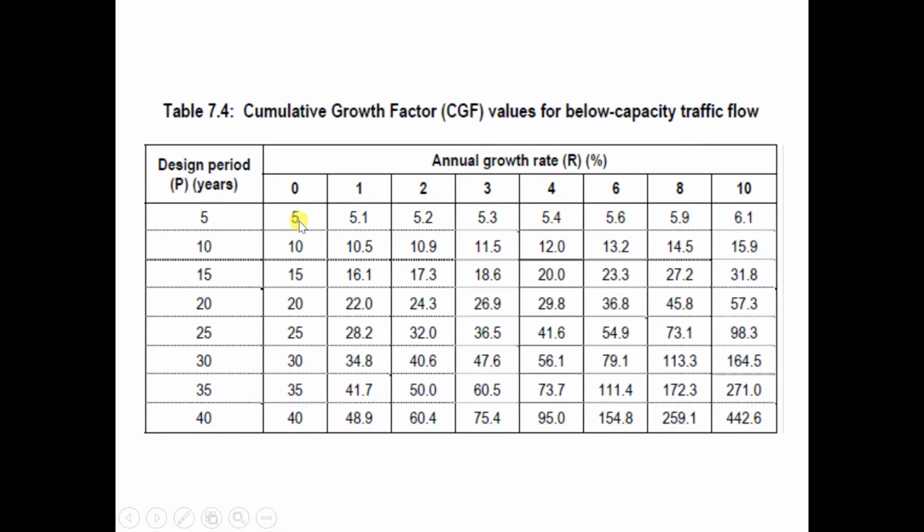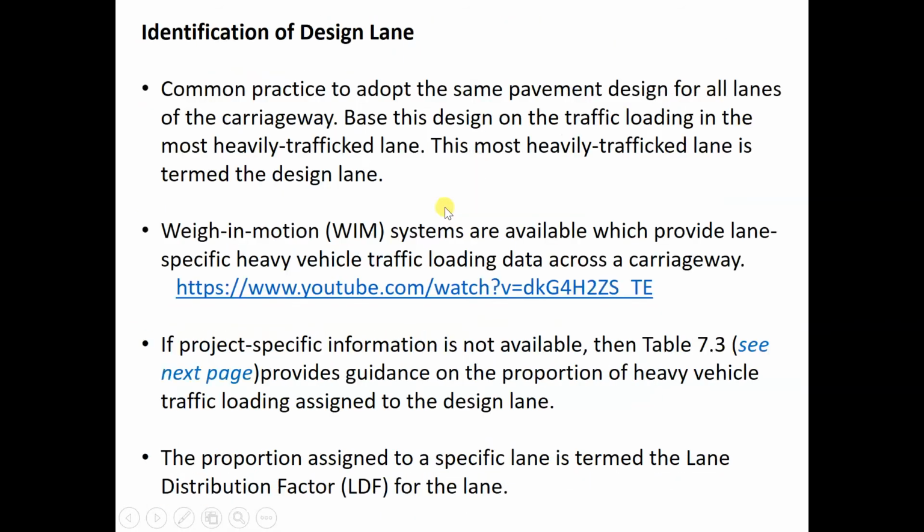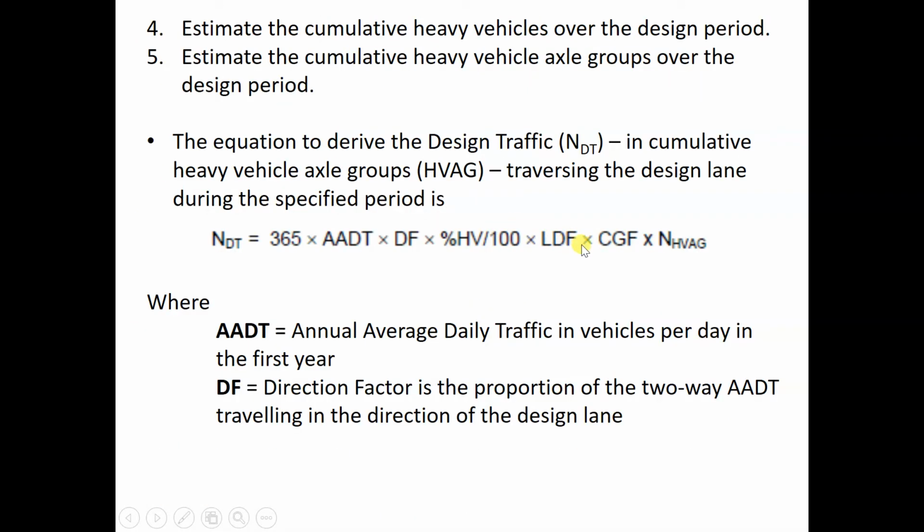It's 5%. You say you got 20 years, it's quite substantial. The growth rate is 20%, 22, it's quite a lot. Okay, and then this CGF you put back into the formula, so that will contribute for you to find out the NDT, the cumulative HVAG.